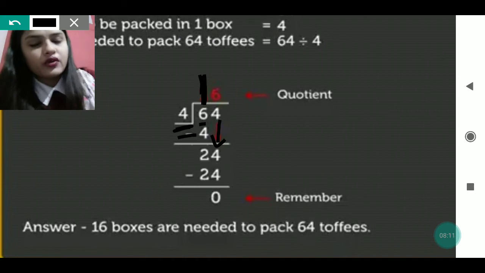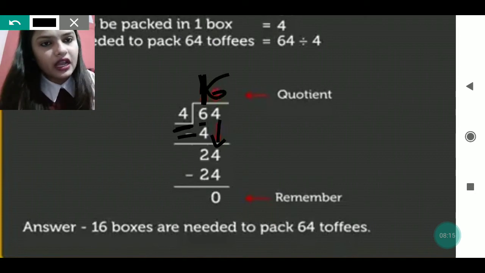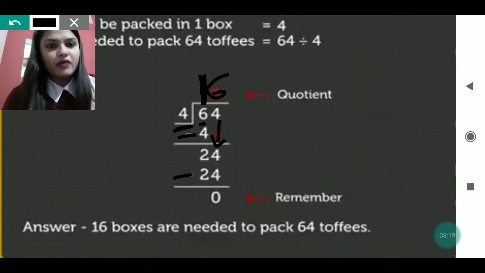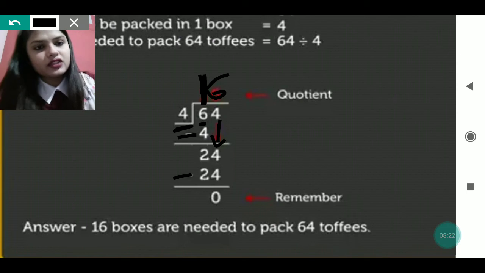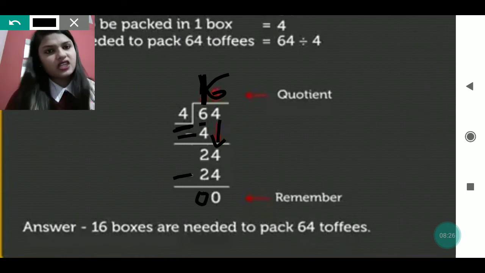Okay, so 24 you will write just below 24. 6 you will write in the question column, and give a minus sign. Okay, and now you will subtract. 4 minus 4 will be 0 and 2 minus 2 will also be 0. So the remainder will be 0, and the answer will be 16.